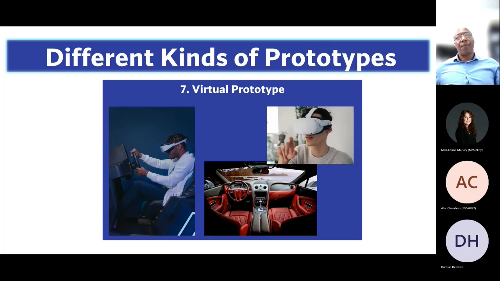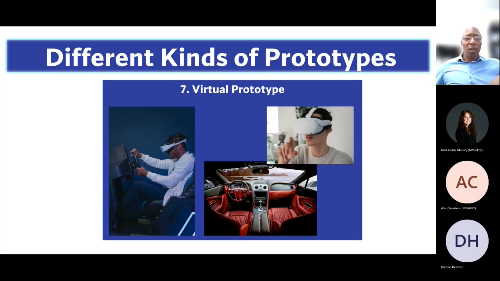Then we have a virtual prototype, and this makes use of virtual reality or augmented reality technologies. It's used to test the product's functionality, the user experience, and design in a simulated environment. So let's say you're designing a new car. A virtual prototype would be the 3D digital model of the car. You'll be able to explore and test it before any physical prototypes are built. You could use software to create the model, which then allows you to make quick adjustments and test different design options. With a virtual prototype, you could visualize the car from any angle.